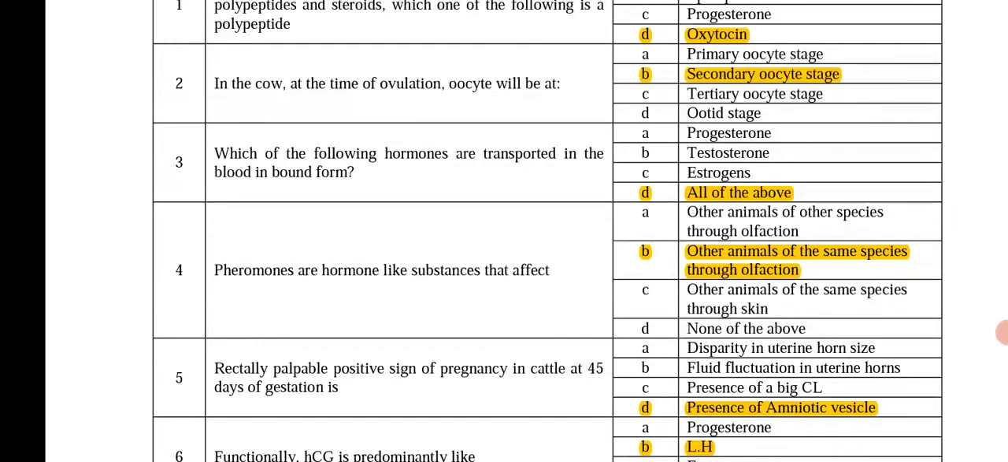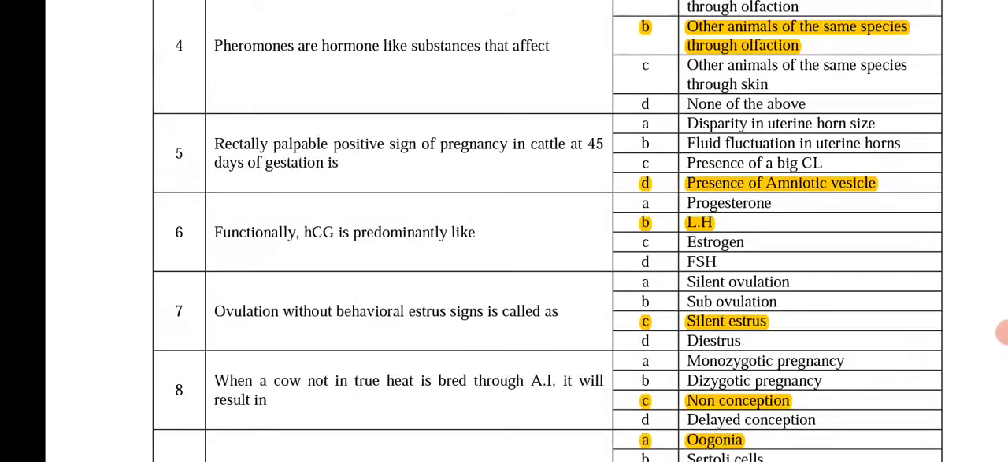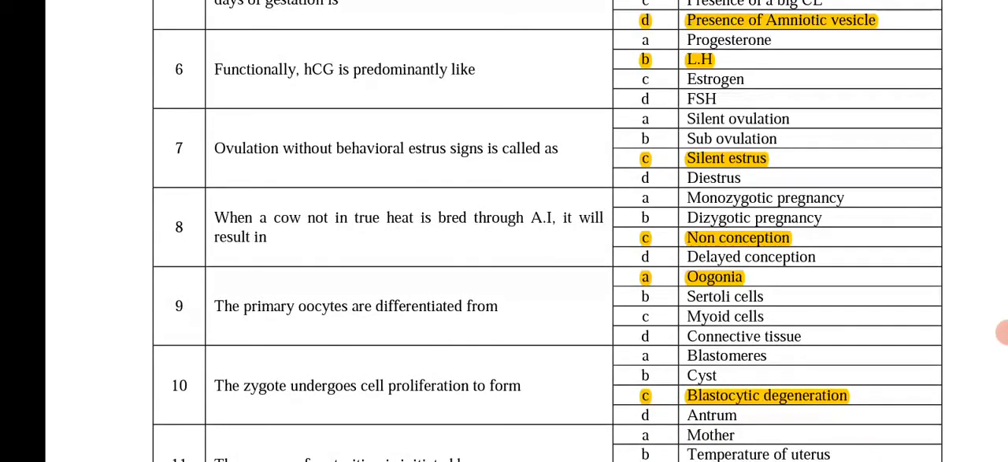Pheromones are hormone-like substances that affect other animals of the same species through olfaction. Rectally palpable positive sign of pregnancy in cattle at 45 days of gestation is presence of amniotic vesicles. Functionally, human chorionic gonadotropin is predominantly like LH; luteinizing hormone is an analog of hCG. Ovulation without behavioral estrus signs is called silent estrus. When a cow not in true heat is bred through artificial insemination, it will result in non-conception.